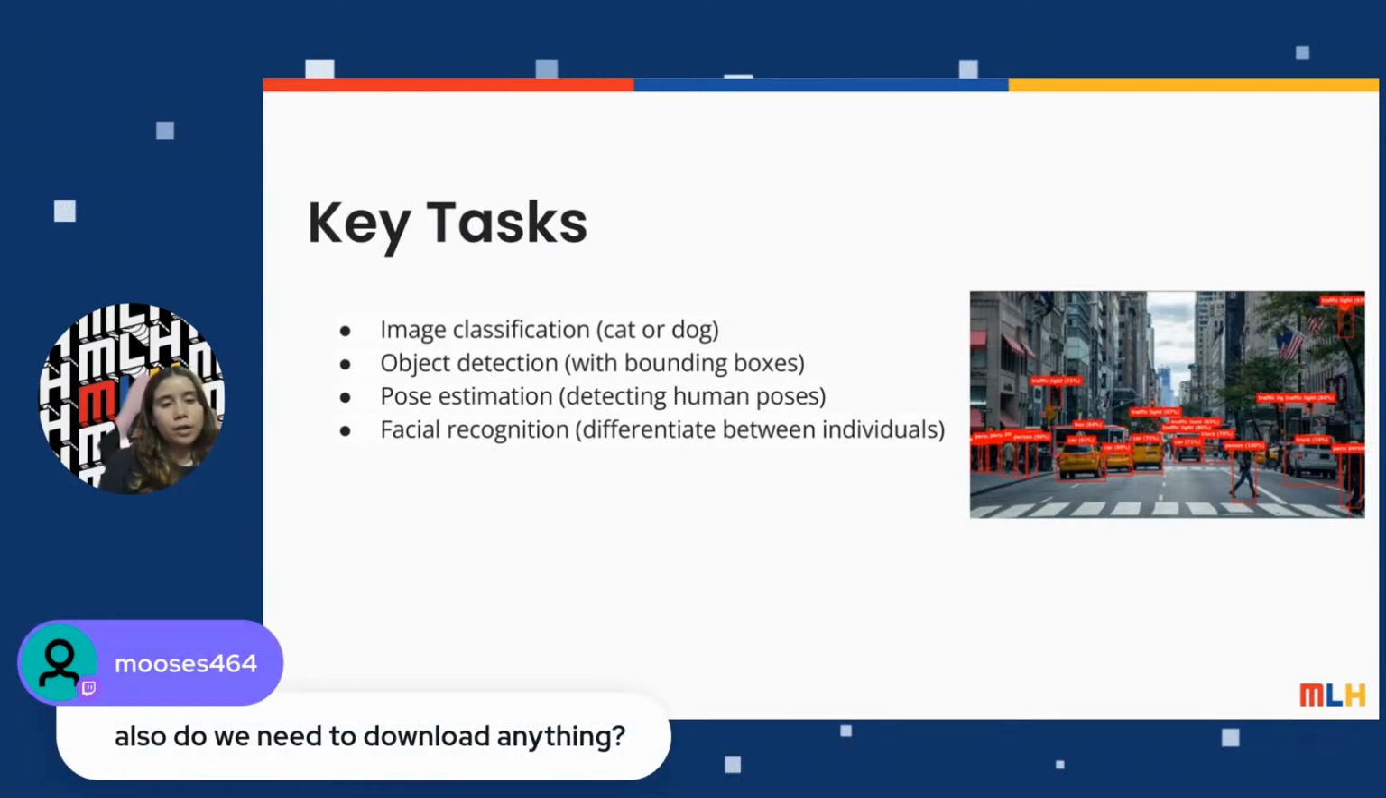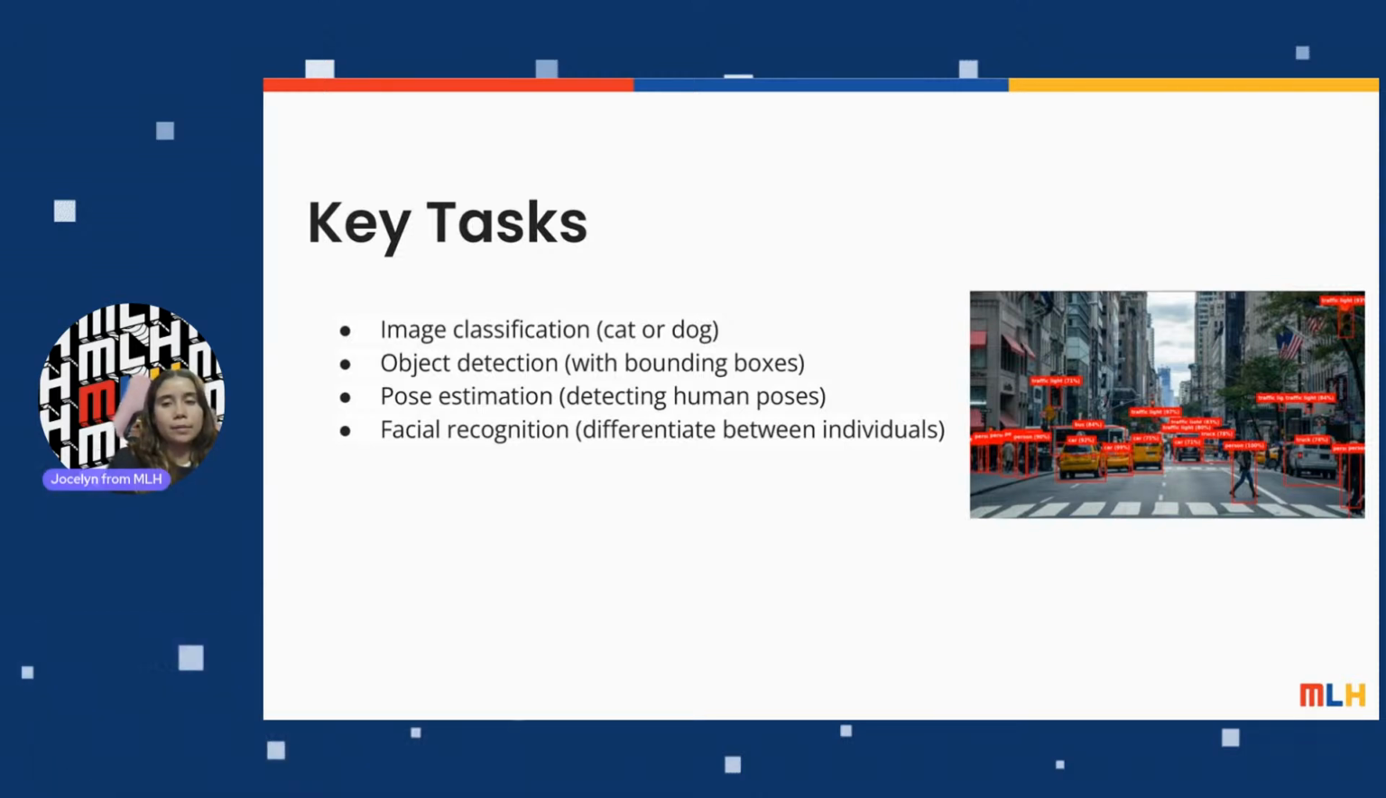Also, do we need to download anything? No, there's no need to download anything right now. If you don't have Python installed, we will be using Python, and we're also going to be using VS Code. But it can be any code editor of your choice as well. You can even use Replit or those environments that allow you to code without having anything downloaded. And all of the libraries that we will be using, I will tell you how to install them in a while.